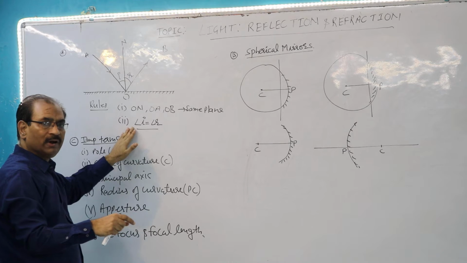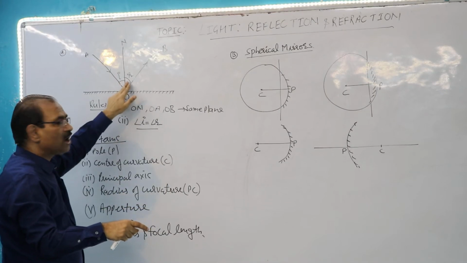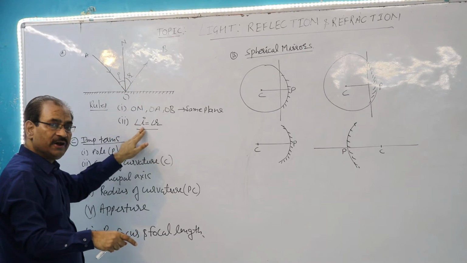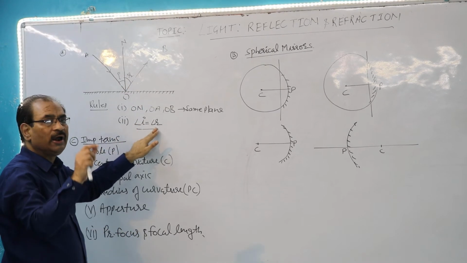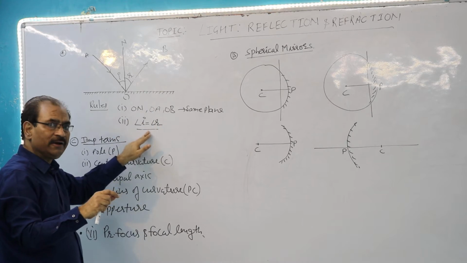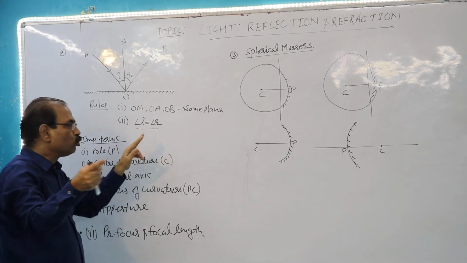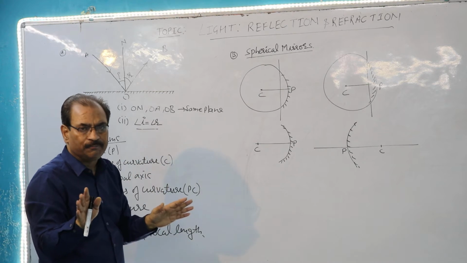Let us come to rule number 2 now. Rule number 2 says these two angles are always equal to each other. What is called the angle of incidence is always equal to the angle of reflection. These are the two basic rules, right? This question can come in the examination. This is important, so do prepare your notes and learn.